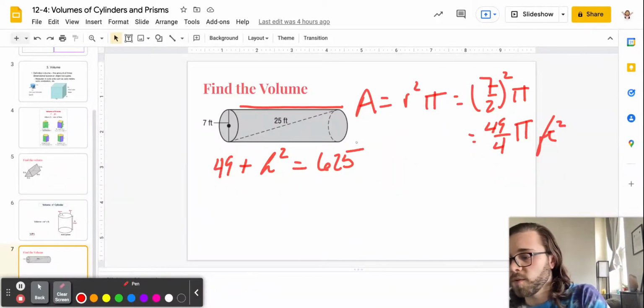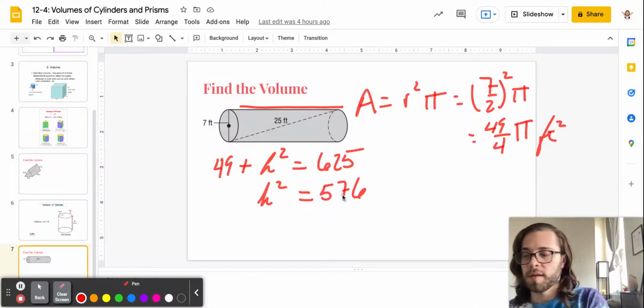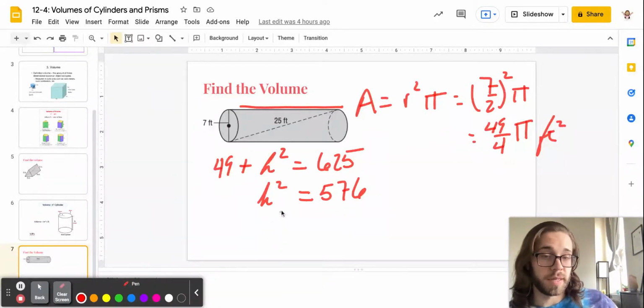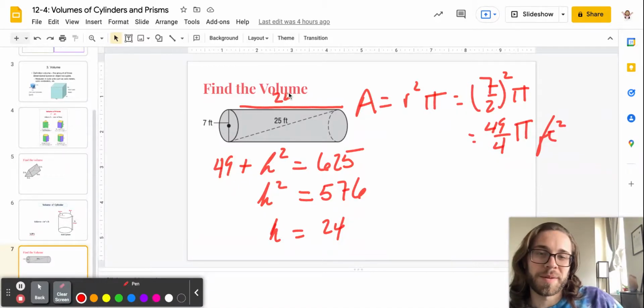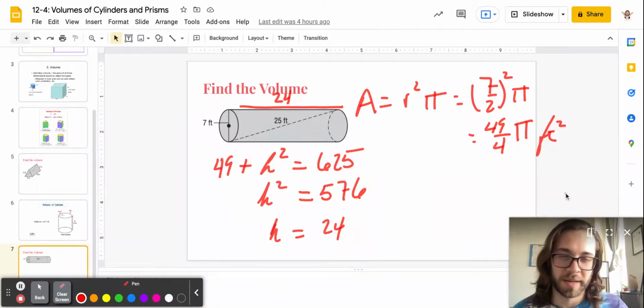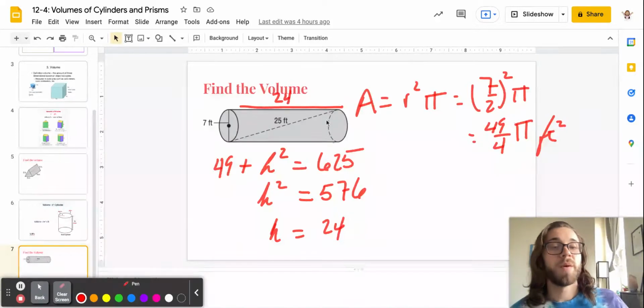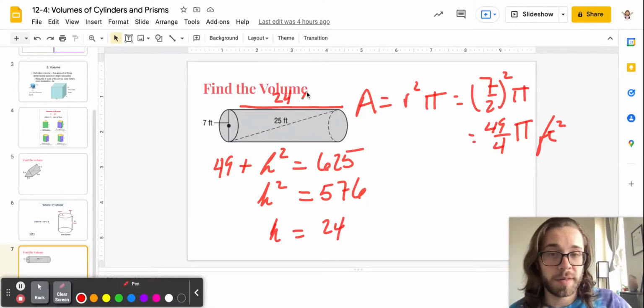So when we subtract 49, you get the height squared is 576. Now, if off the top of your head you do know what that is, you'll know that this is actually just 24. So this is a Pythagorean triple. I'm not going to lie, 576 off the top of my head, I didn't fully remember it. I looked at it and was like, I think I know that number. But if you do happen to catch that it is just 24, you might have known that this was a Pythagorean triple. But anyway, we have a height of 24 feet.